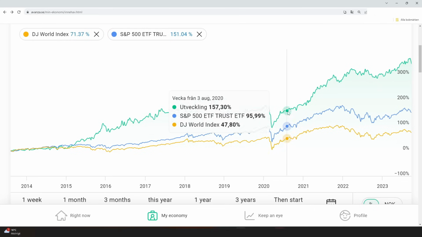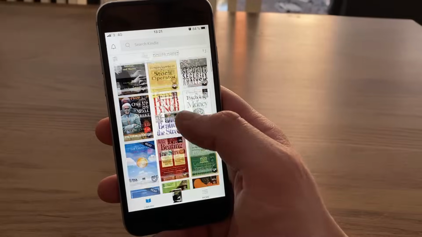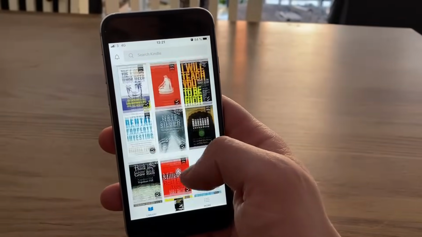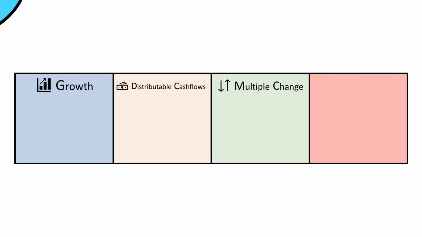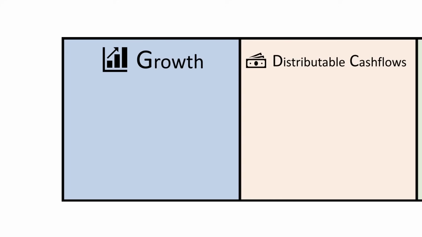Before we get to the stocks, let me present the framework that I use to evaluate publicly traded companies. This process has been refined over a decade of beating the market, and after reading some 100 books on investing, so I hope you'll like it. What is it and how does it work? In short, it's made up of 3 parts: growth, distributable cash flows, and multiple change. It's these 3 that create returns for us as shareholders. Let's go through them one by one.